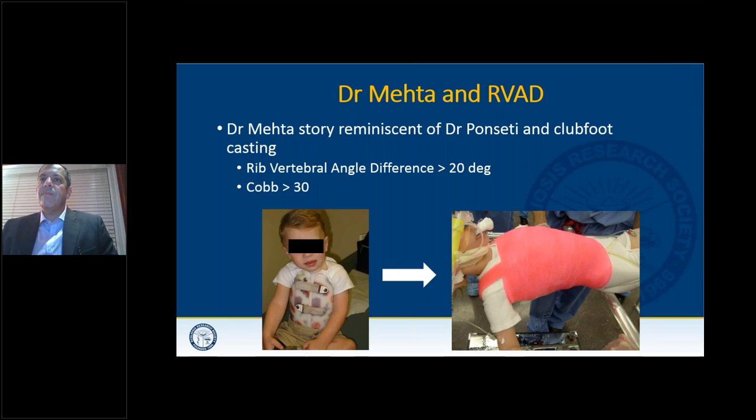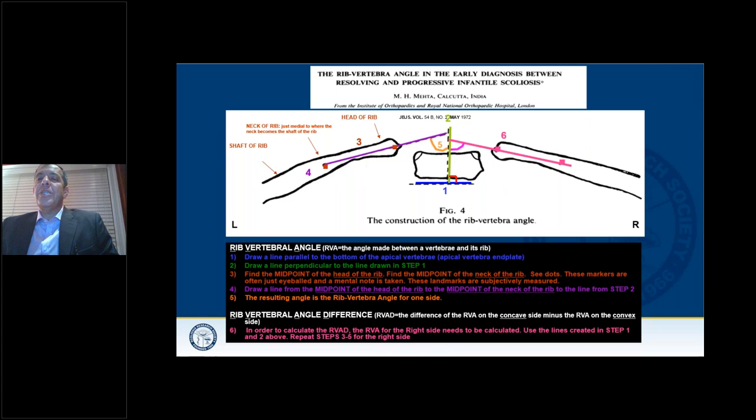One of the things that Dr. Mehta showed us is that the natural history of idiopathic infantile scoliosis is related to a radiographic criterion called the rib vertebral angle difference. This is simply the asymmetry between the ribs and the bottom of the apical vertebra from the right to the left side. Children with RVADs, or rib vertebral angle differences greater than 25, exhibit much higher rates of progression. Next slide.